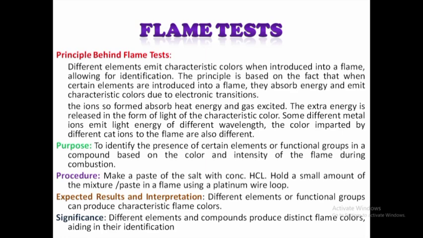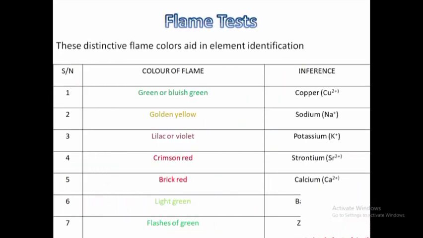Certain cations like group 5 radicals, barium, strontium, and calcium, in the form of their chlorides, impart characteristic color to the non-luminous flame. The chlorides of these cations are thermally ionized. The ions so formed absorb heat energy and get excited. The extra energy is released in the form of light of the characteristic color in the visible part of the spectrum. Since different metal ions emit light energy of different wavelength, the colors imparted by the different cations to the flame are also different.